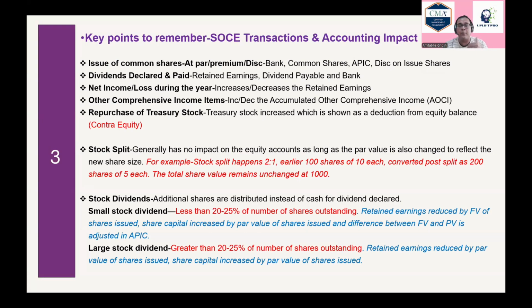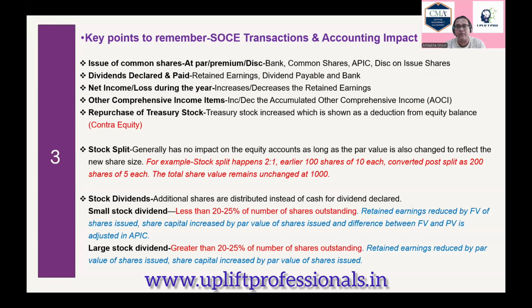Firstly, the issue of common shares can be at par, at a premium, or at a discount. The impact really happens around my bank balance, my equity share capital or common share capital, as we say, and the additional paid in capital in case the shares are issued above the par value. If it is issued at less than the par value, then the amount goes to the discount on issue of shares. Then comes dividends declared and paid.